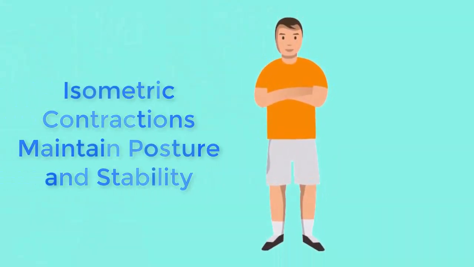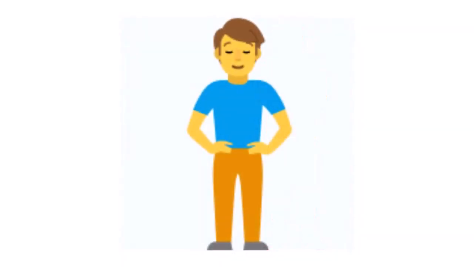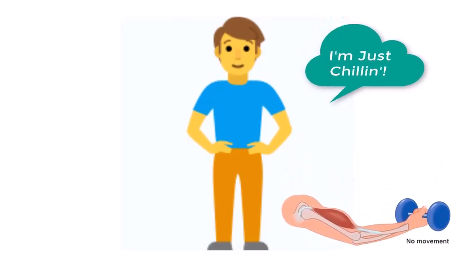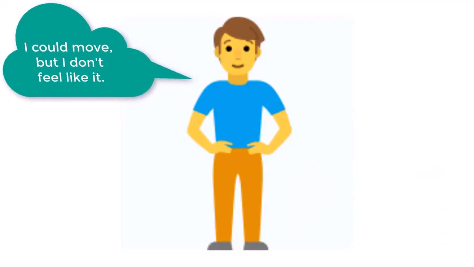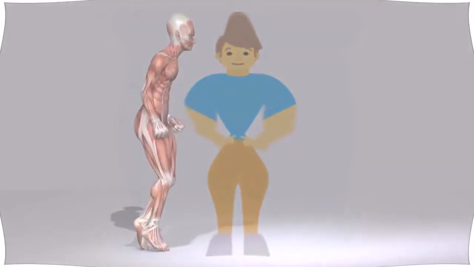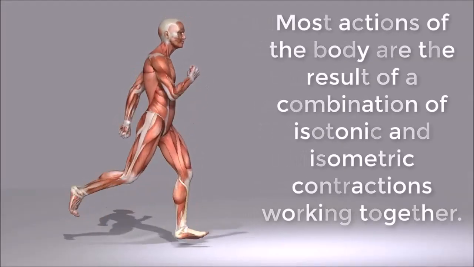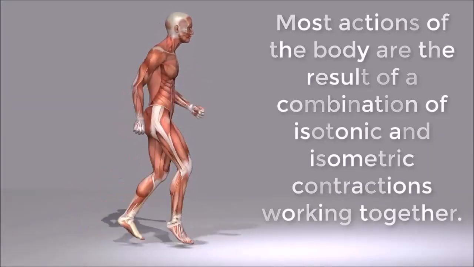In everyday living, isometric contractions are active in maintaining posture and maintaining bone and joint stability. However, holding your head in an upright position occurs not because the muscles cannot move the head, but because the goal is to remain stationary and not to produce movement. Most actions of the body are a result of a combination of isotonic and isometric contractions working together to produce a wide range of outcomes.